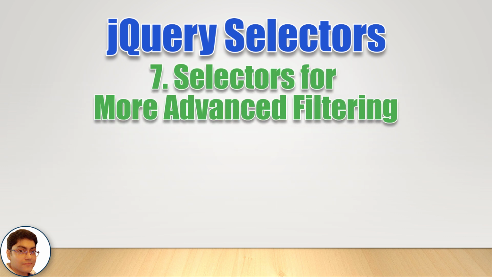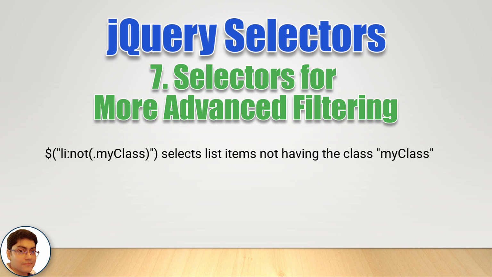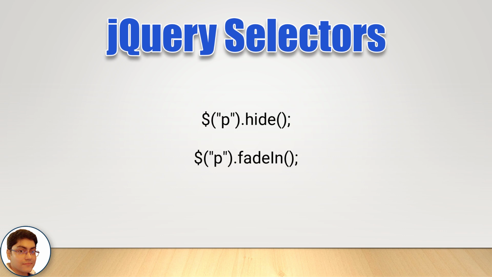7. Selectors for more advanced filtering. jQuery can handle selection based on filtering with certain conditions. For example, $("li:not(.myClass)") selects list items not having the class myClass. To do something with an HTML element, just select it and then add an action like hide or fadeIn. Easy, right?